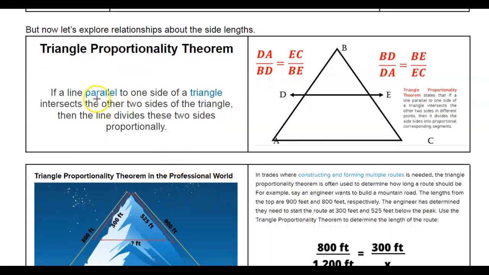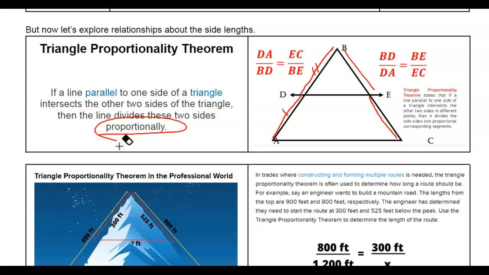So it says if you have one line that's parallel to one side of the triangle, and it doesn't have to be the midsegment per se, just so you know, and it intersects the other two sides, then that line divides these two sides proportionally. And so we have different ratios that we can set up because they are proportional. So one of them could be if we have DA and we compare that to the ratio of B to D. So I'll put this like top and bottom. And then that's going to be in the same ratio as E to C divided by B to E, okay?